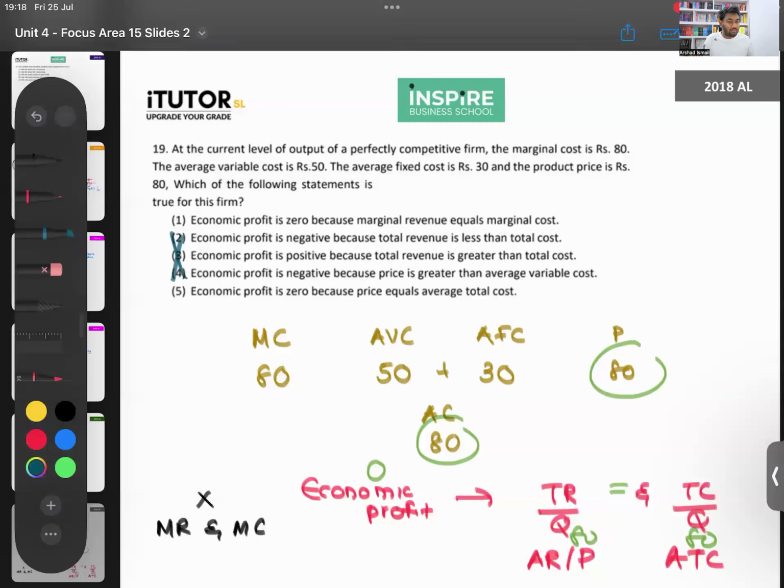That is why the economic profit is 0. You don't calculate economic profit with MR and MC. You calculate economic profit by total revenue minus total cost. So be careful. It's not number 1, it is number 5. Done. Then we'll go into 2019.